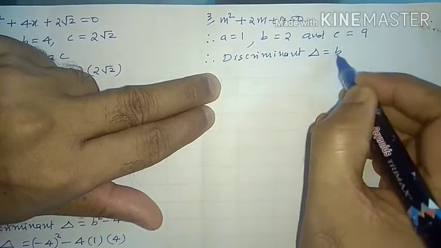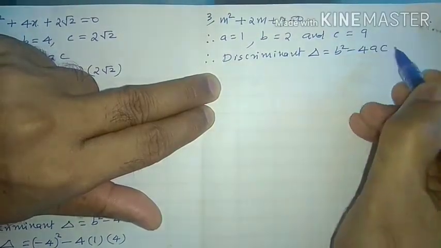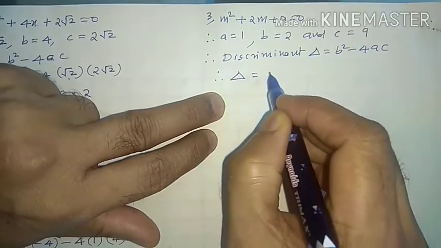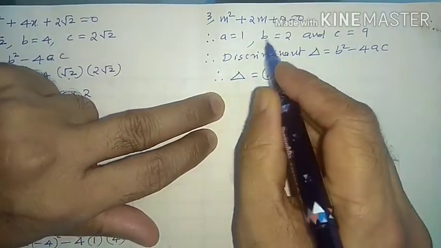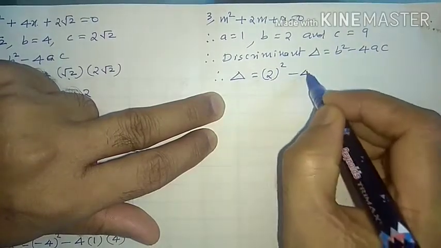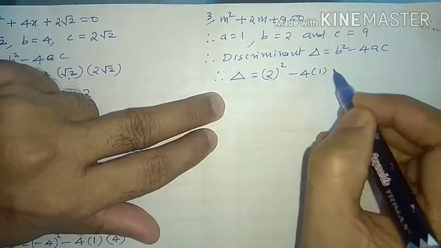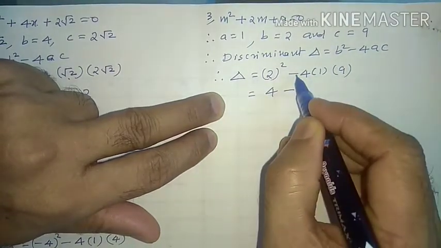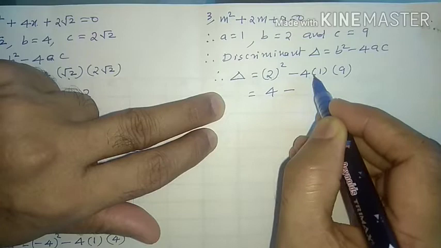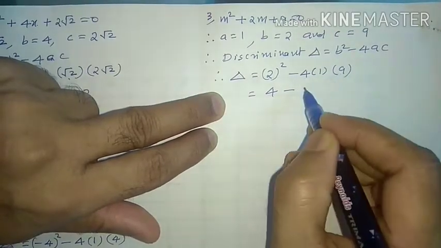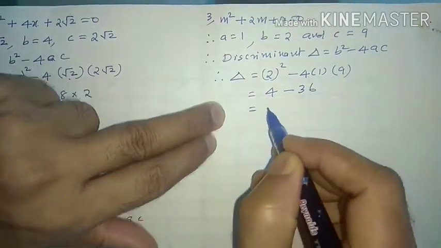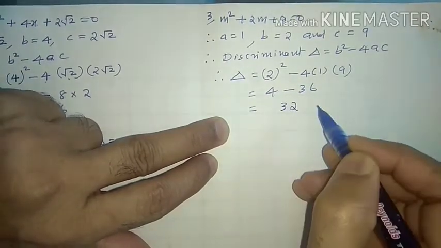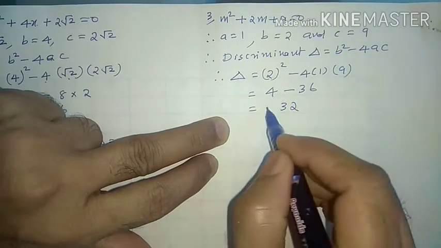Discriminant delta is what? b square minus 4ac. Therefore, delta is equal to b square, b is 2, 2 square minus 4 into a into c. 2 square is 4, minus into plus is minus. 4 nines are 36, so 4 plus 36, that is 4 minus 36, 36 minus 4 is 32. Sign of the greater number, minus.